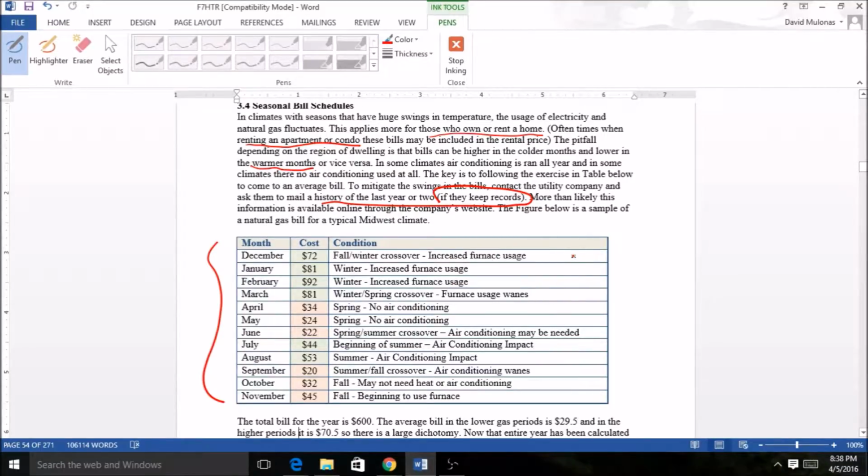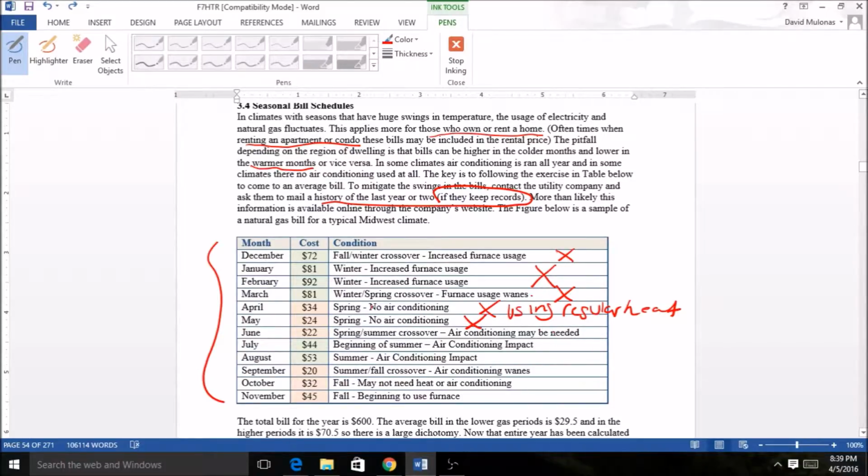So we can see right here, I put some conditions in here based on the month, and you can see in December, January, February, March, the bills are higher. So you can see here we call the fall-winter crossover, right? Increased furnace usage. Certainly January, February traditionally is the coldest month. And then now there's the winter-spring crossover, but as I just said, in April we definitely don't have air conditioning, but we're certainly using regular heat. But conceivably speaking, based on history, no air conditioning in those months.